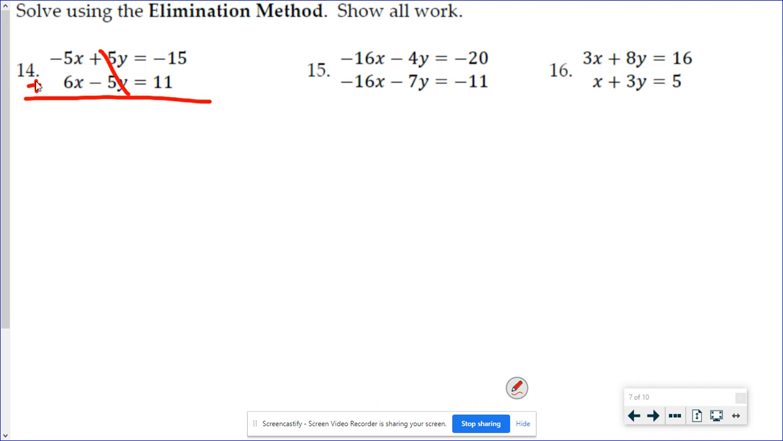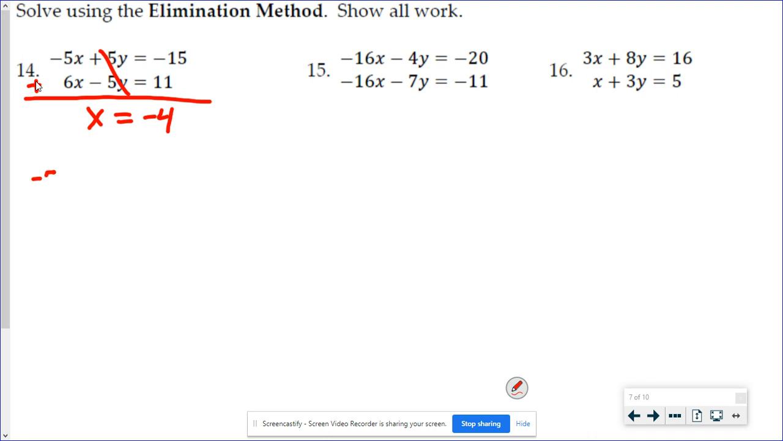Negative 5x plus 6x is 1x, or just x. Negative 15 plus 11 is negative 4. So I now know with that one step, half of my answer. I still have to find the y. I can use either equation. It really doesn't matter which one you use. On my answer key, I use the top equation, so I'll use that one now also.